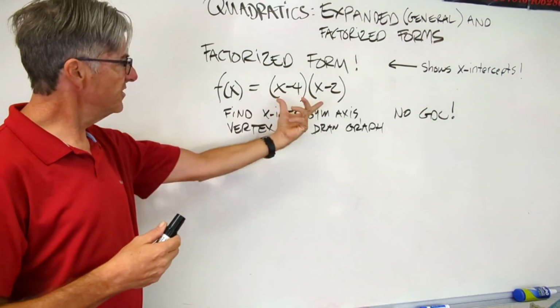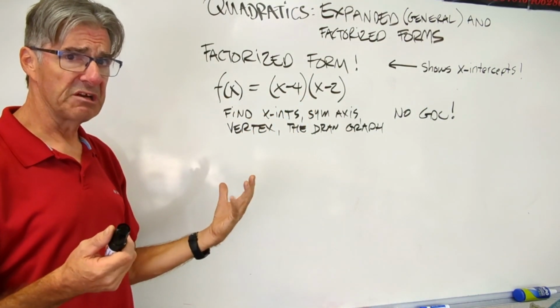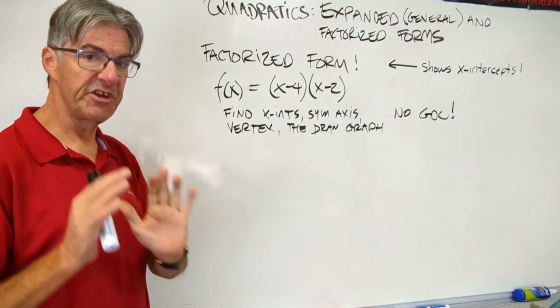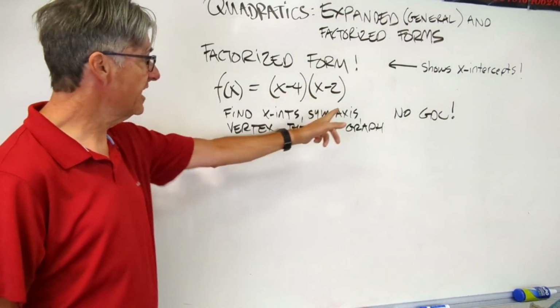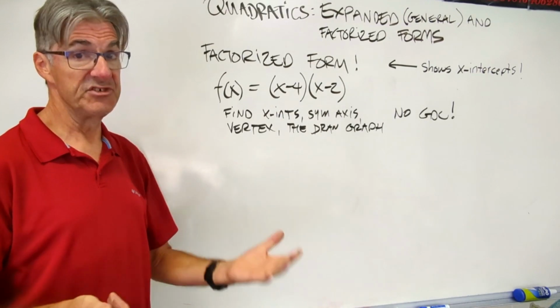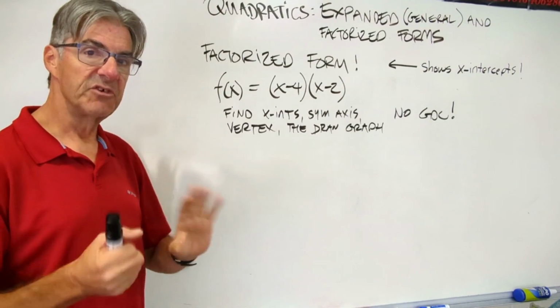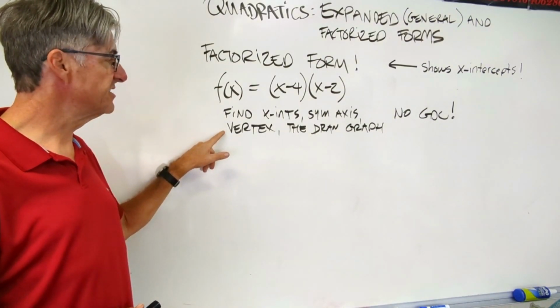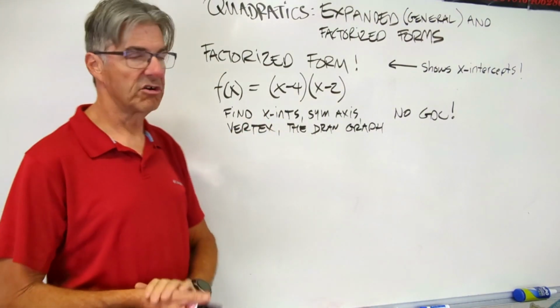And if you're thinking, oh, this doesn't look like a quadratic, where's the squared? If you expand this with your trusty old FOIL technique, you're going to get a quadratic looking equation in general form. We're not going that way. So here's the command. Find the x-intercepts, the symmetry axis, the vertex, then draw a graph.